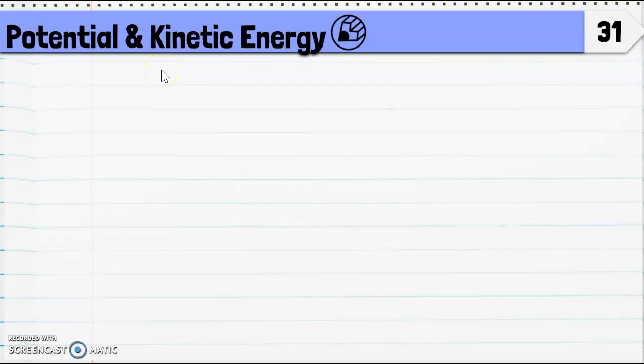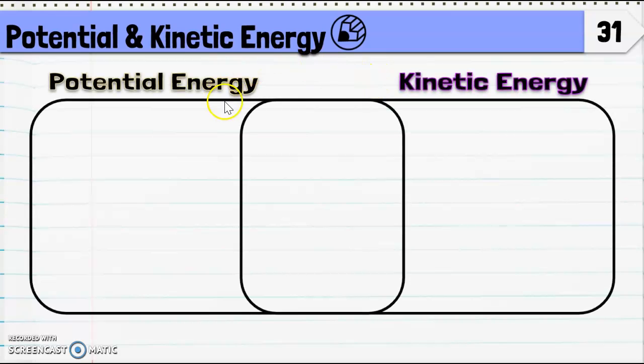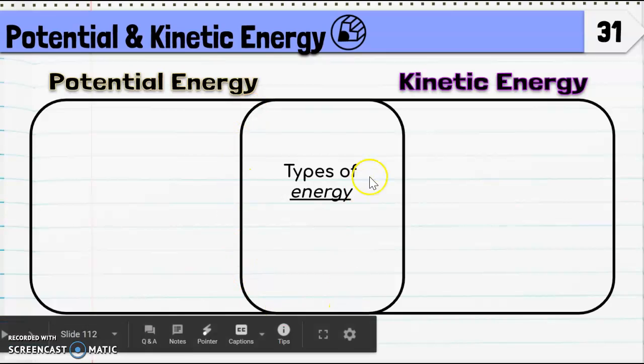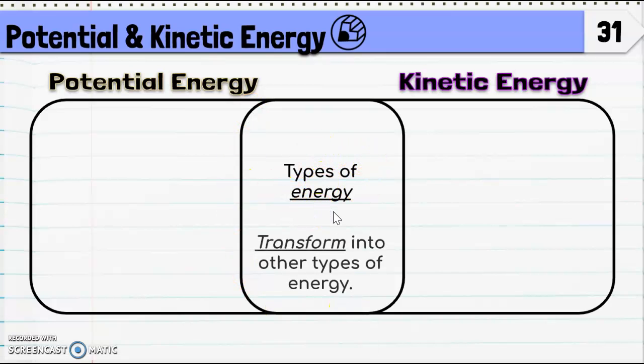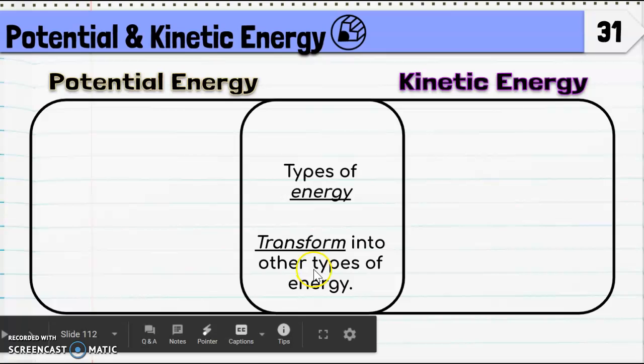For our last lesson of Unit 3, we're going to review some things that y'all covered in 6th grade, starting with potential and kinetic energy. So, looking at the two, some similarities, they're both types of energy, and they can transform into other types of energy.